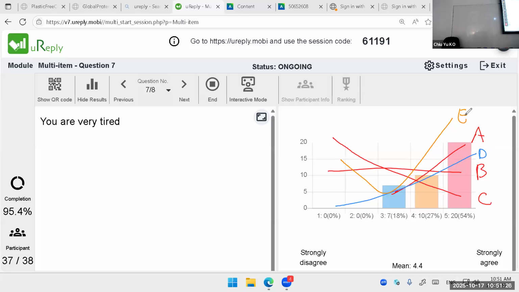Okay, you have some idea. Fine. Number C, who thinks number C? No one thinks number C? Okay. Who thinks number D? Number D, okay. Who thinks number E? Okay.